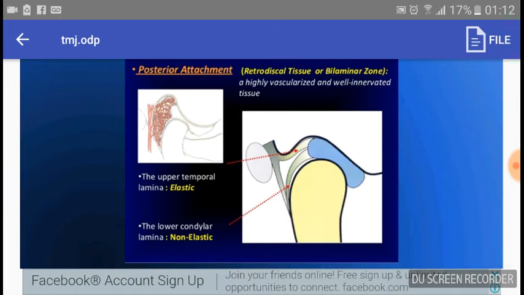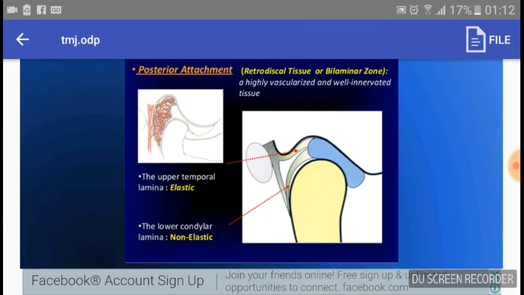So the superior lamina, as I mentioned, is made of elastic fibers, and it anchors the superior portion of the posterior portion of the disc, seen here, to the capsule, not seen in this picture, the bone at the postglenoid tubercle, seen here, and the tympanic plate, seen here.